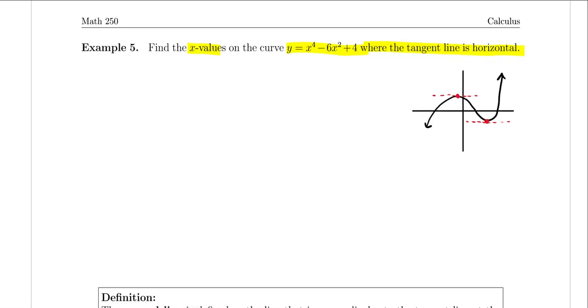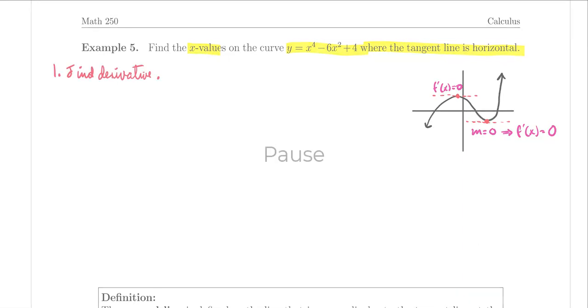Now, if I were to ask you for the slope, you would tell me that the slope of this line is 0. But remember, the slope of a tangent line is the same thing as a derivative. So what we're really looking for is, where is the derivative equal to 0? And that's exactly what we're going to do for this problem. We're going to find the derivative and then set it equal to 0 to figure out where the tangent lines are horizontal. Alright, so let's get to it.